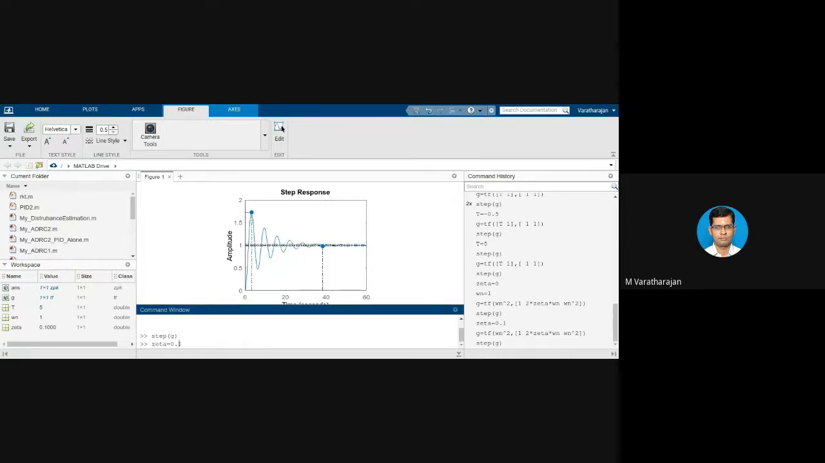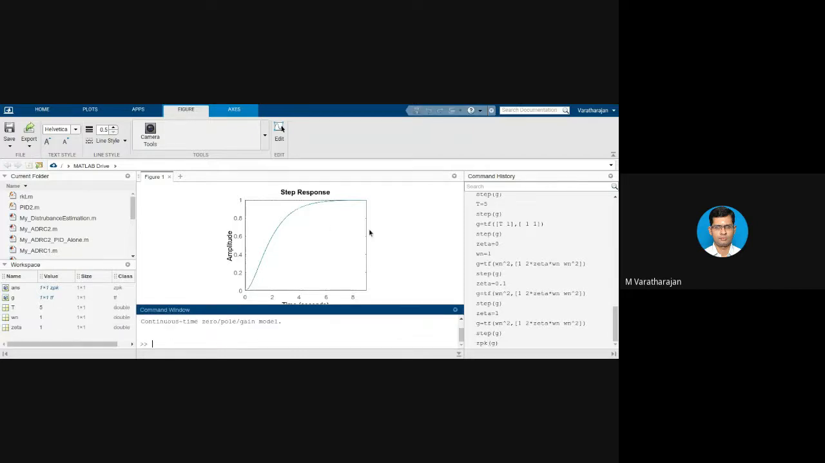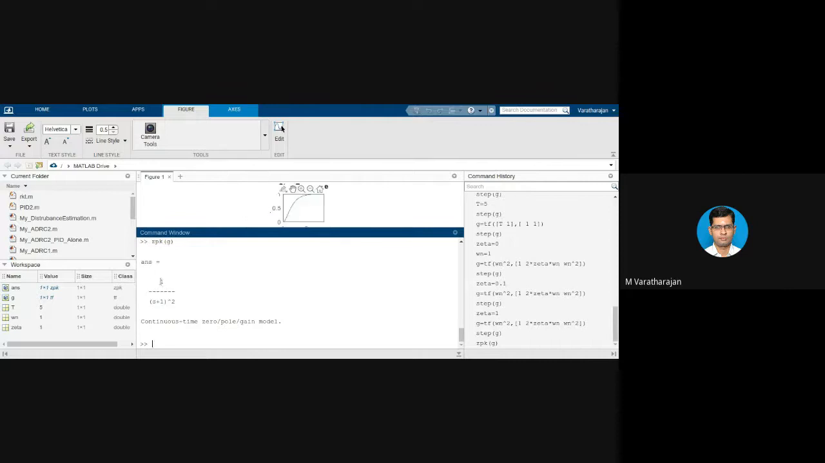If we put different values of zeta, let me put zeta equal to 1, and create the transfer function and see the step response, we'll have a completely different effect. It is a critically damped system, that is zeta equal to 1. It doesn't have any overshoot, and if you see the pole position, it has two poles at exactly the same point.